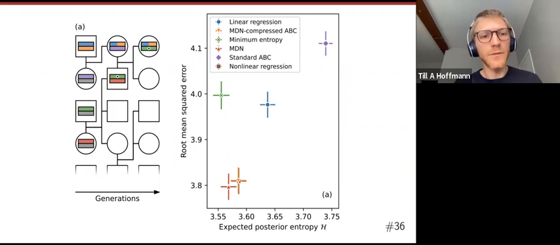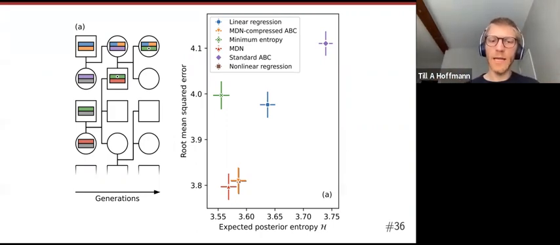And in the top left-hand area, the first parent has a blue and an orange chromosome, and those get recombined to get the next person along that has a mixture. On the right-hand side, we have the performance of these different approaches on this problem for 2 quality measures. One is the expected posterior entropy. The other is the root mean square error of how far we are out from the true value.